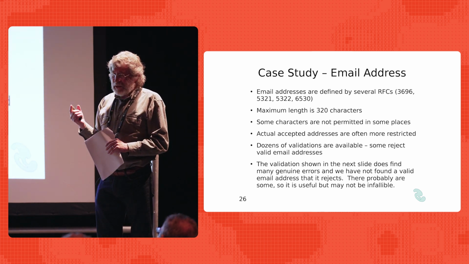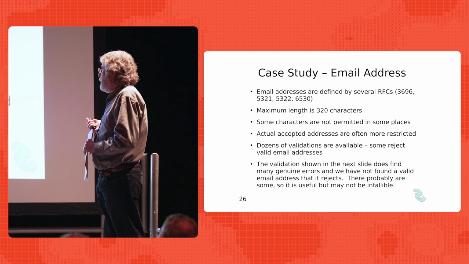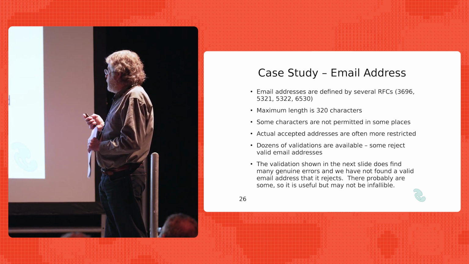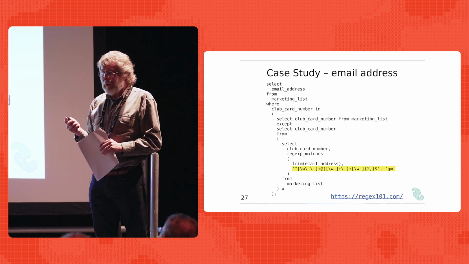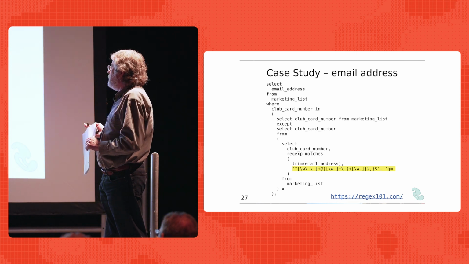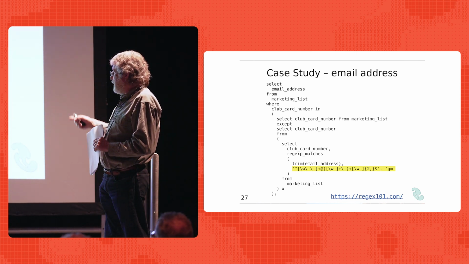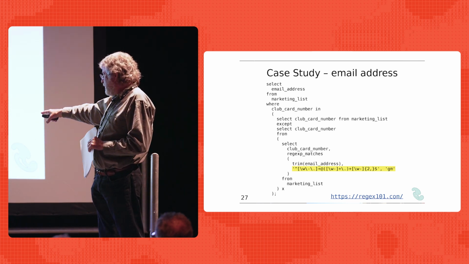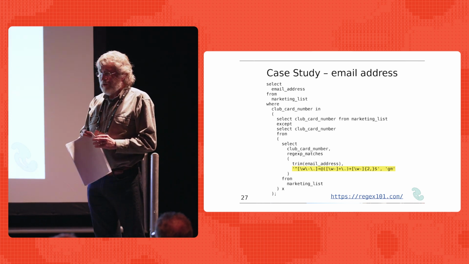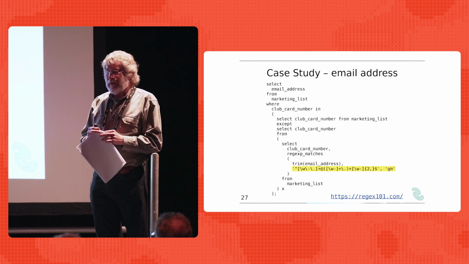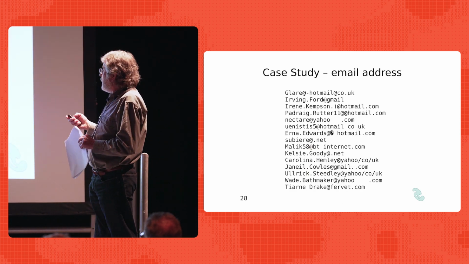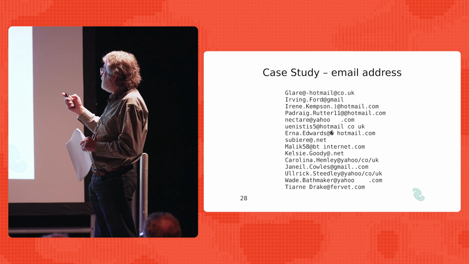And there are dozens of validations available on the internet. The one we used didn't reject any valid email addresses and did reject quite a few invalid ones. So it's useful, but not infallible. The highlighted bit in yellow is the key bit: a regular expression. If you're not really familiar with regular expressions, that link there is really good because it explains how they work and it tests them for you. Really good. So that one does work, and there are errors in those which I'll highlight for you.